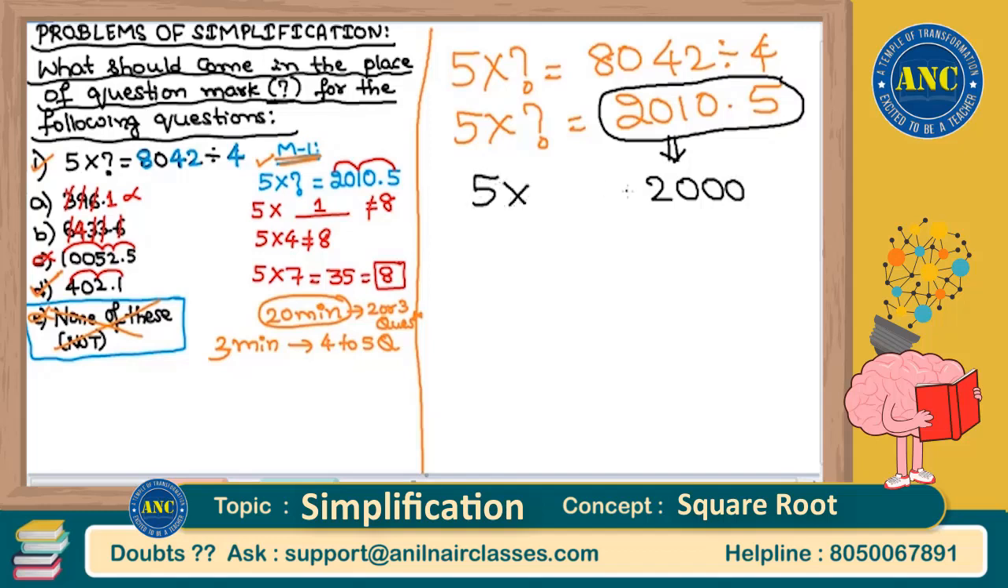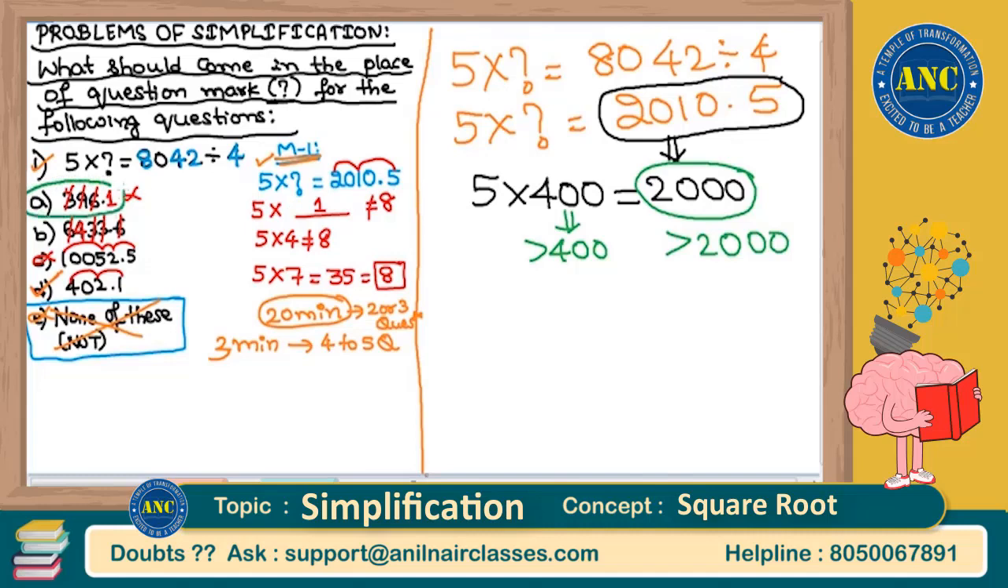5 into which number is giving you 2000? 5 into 400 will give you 2000. But the actual number is slightly greater than 2000. That means this number also should be slightly greater than 400. 396.1 is not greater than 400. Ruled out. 6433, second option, is too much greater than 400. Ruled out. 10,000 is again too much greater than 400. Ruled out. The other option which is left is 402.1. That should be the correct answer, right?